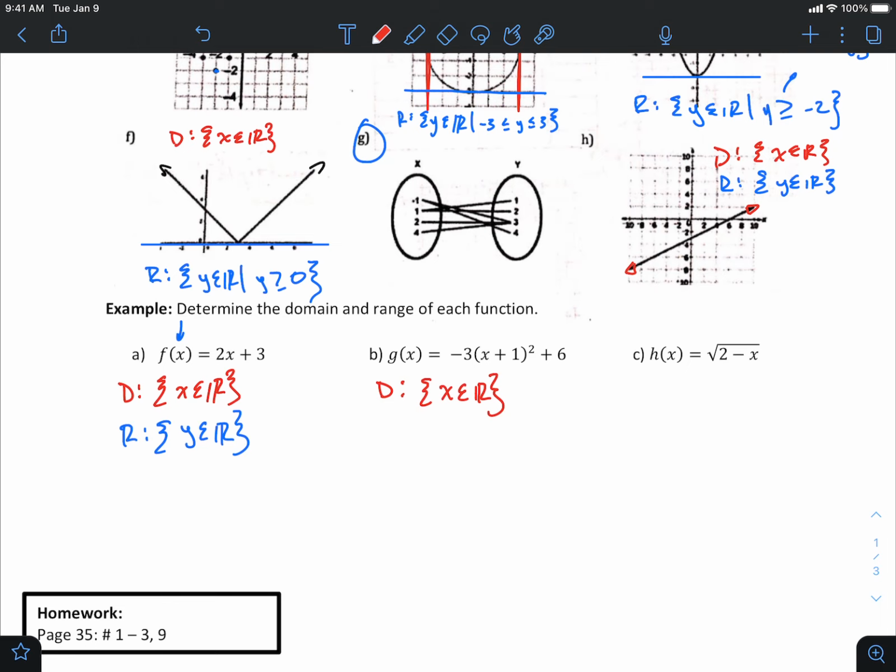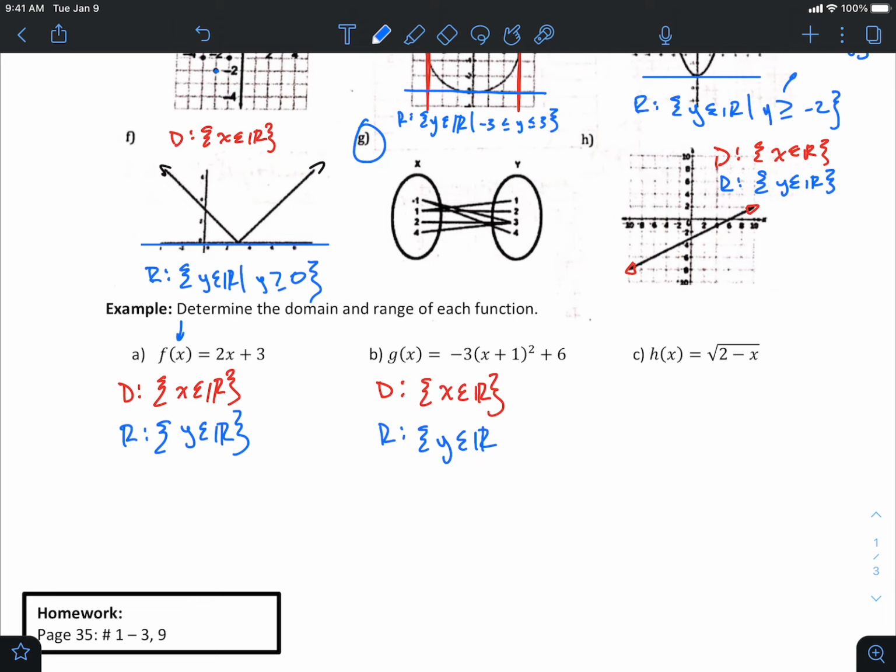Okay? No restrictions on the domain, but what's the catch this time based on looking at the picture? What's the range going to be? I can still get a whole bunch of real value entries for the range. So I'm still going to write y ∈ ℝ.